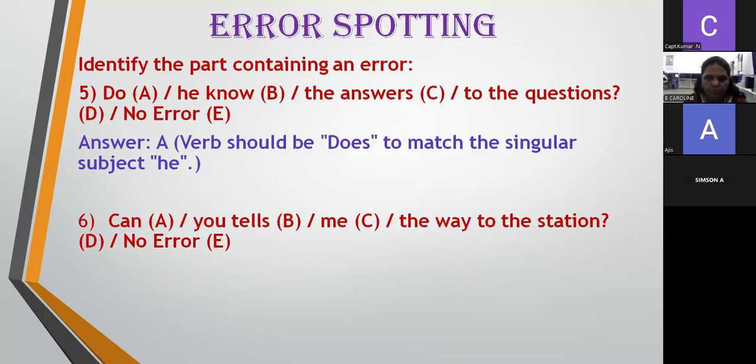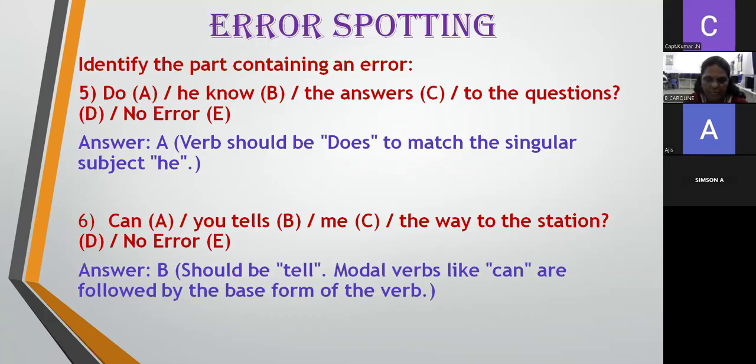Can you tell me the way to the station? Again here, modal auxiliary verb can is used. So with all the modal verbs also, their main verb will be only in the original form, the base form. So it should not be tells, it should be tell. Can you tell me the way to the station?